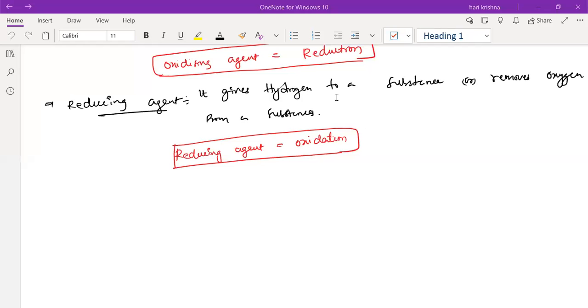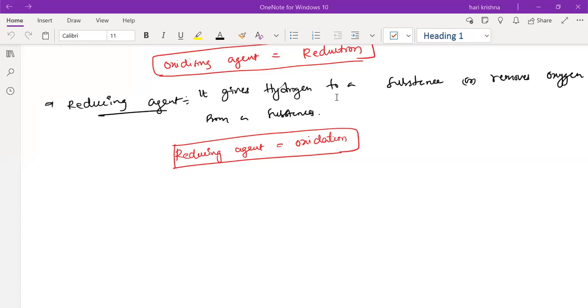Addition of oxygen, removal of hydrogen. What is the meaning of reduction? Addition of hydrogen, removal of oxygen.